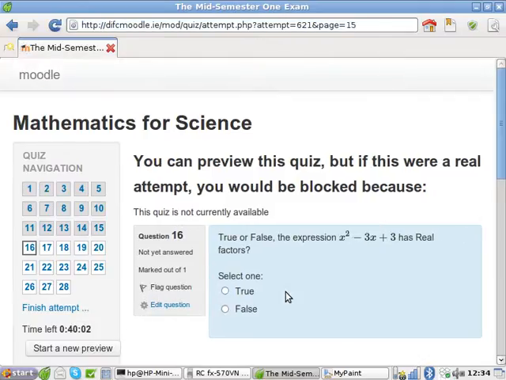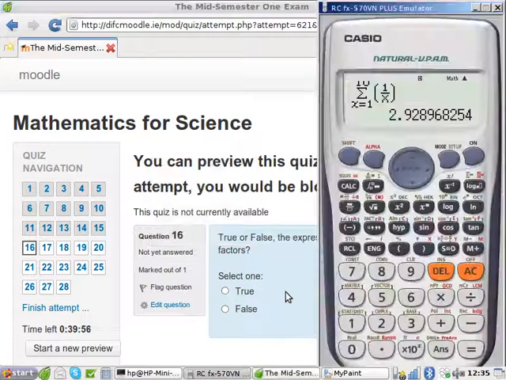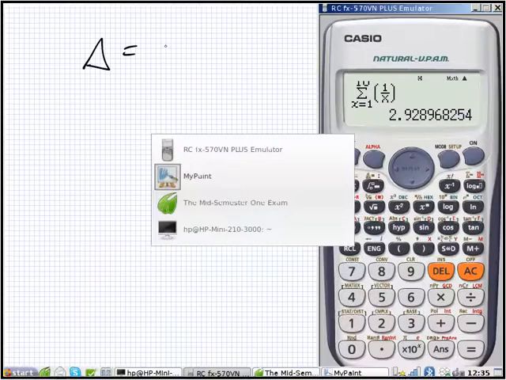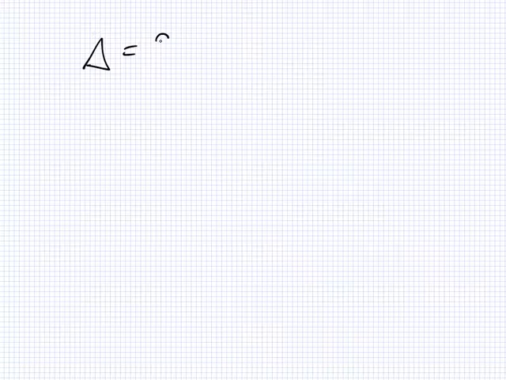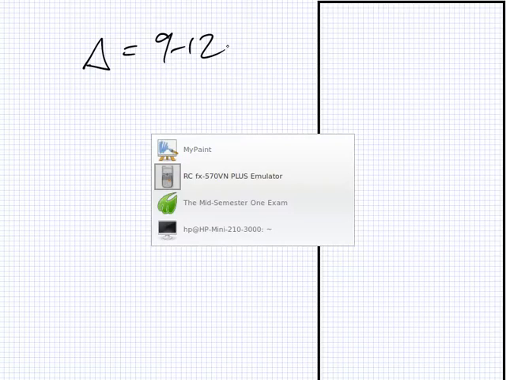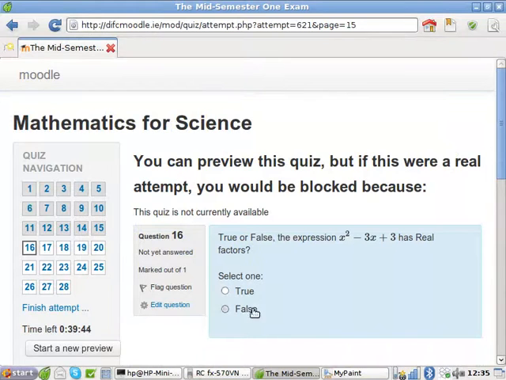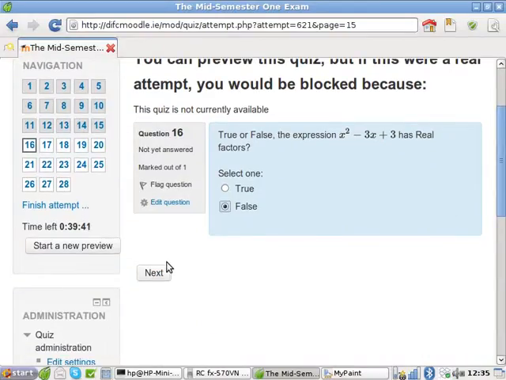True or false? It has real factors. False. Well, let's just have a quick check. Discriminant is 9 minus 12, so the answer is false. But then isn't three factors like from minus infinity to... Yeah, the discriminant is negative, so it has no roots. So it certainly has no factors.